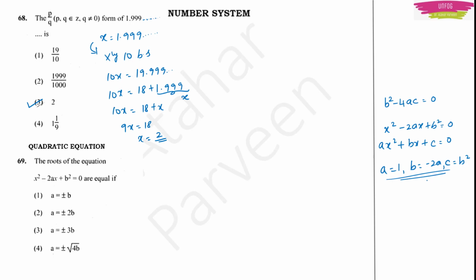I am telling you, you should write, because when you compare it with the standard equation, then only you get the right coefficients of x, or else your answer will go wrong. So you have to be patient and you should write these a, b and c values first. Now you take this discriminant condition, which is b square minus 4ac is equal to 0.